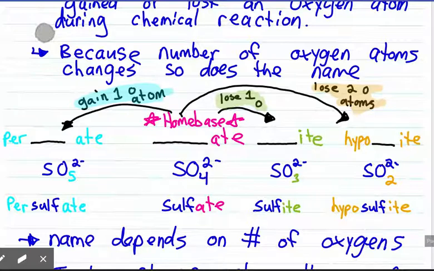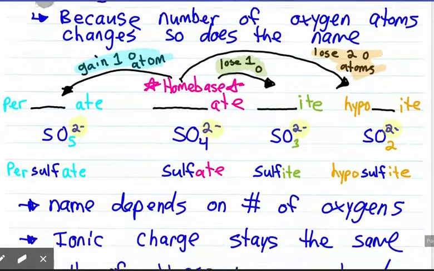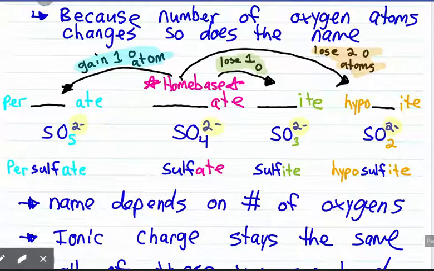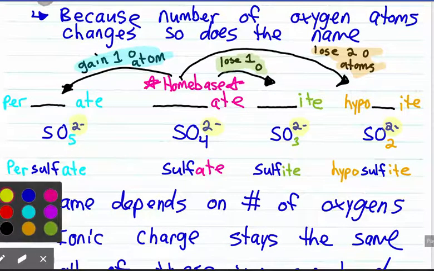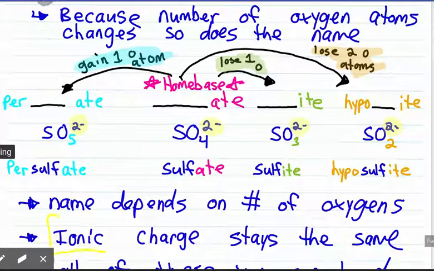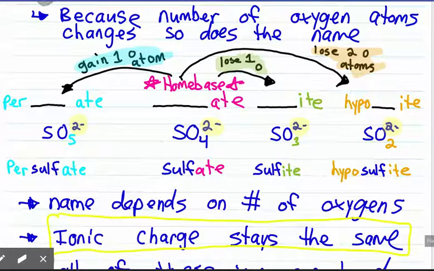The one thing I want you to notice is that the persulfate has a charge of 2 negative, the sulfate has an ionic charge of 2 negative, the sulfite has a charge of 2 negative, and the hyposulfite has a charge of 2 negative. That's really, really important because the ionic charge always stays the same no matter the change in oxygen atoms. So the persulfate, sulfate, sulfite, and hyposulfite all have a 2 negative charge.